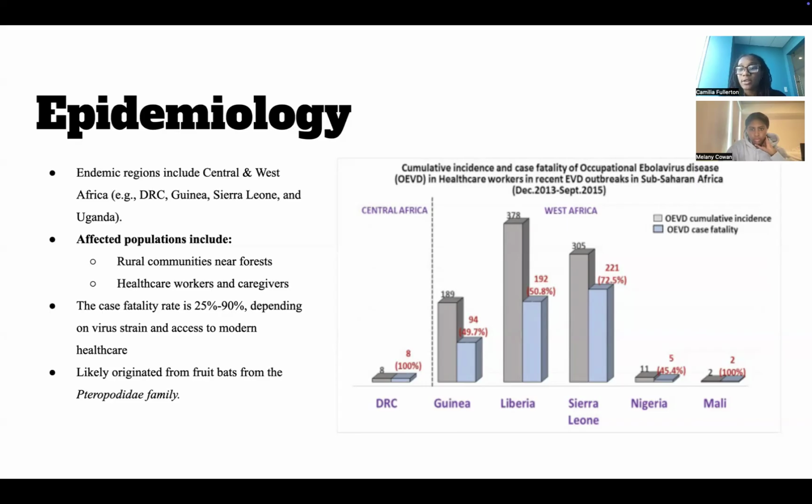And you see here the case fatality is 49% in Guinea and 50.8% in Liberia and 72.5% in Sierra Leone. And the cumulative incidences are 305 in Sierra Leone, 378 in Liberia, and 189 in Guinea. So clearly, this virus has made its mark in West Africa.